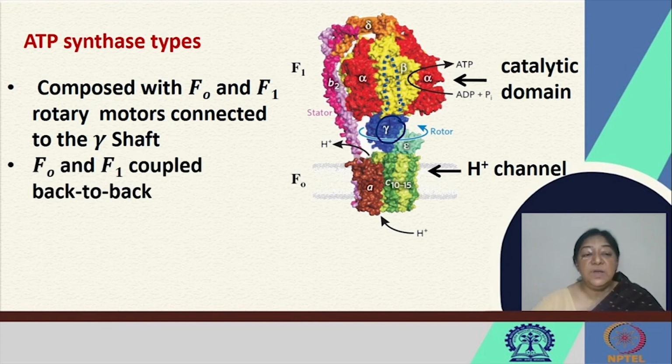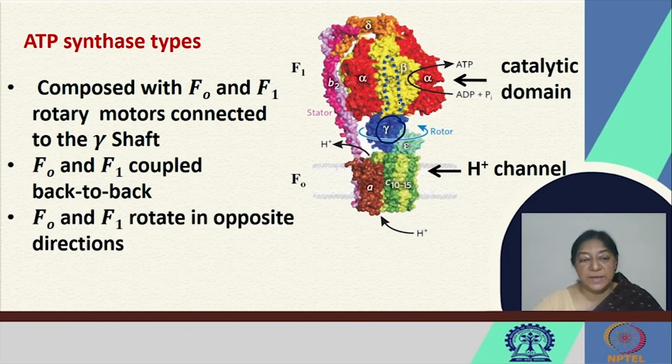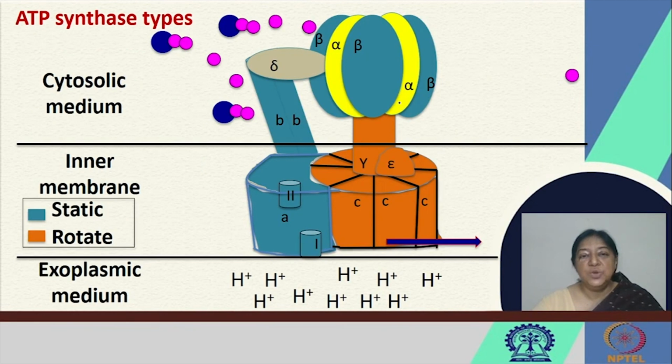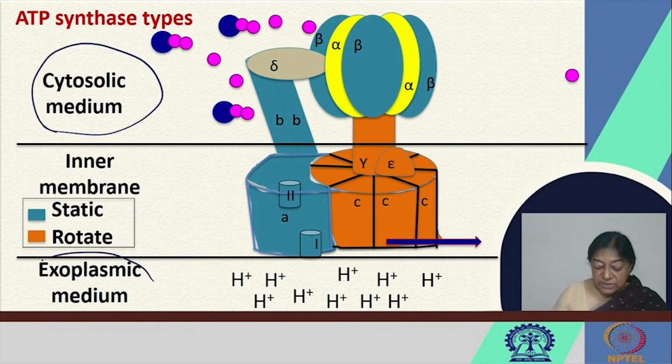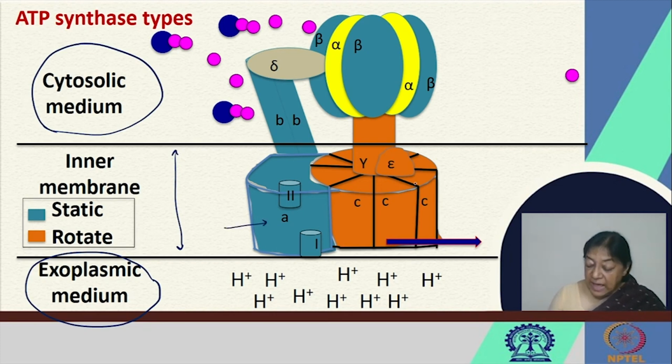Now, the F0 and F1 are coupled back to back and they rotate in opposite directions. So what happens is there is the cytosolic medium and there is the exoplasmic medium, and this is the inner membrane. This remains static, and this is where there is rotation.